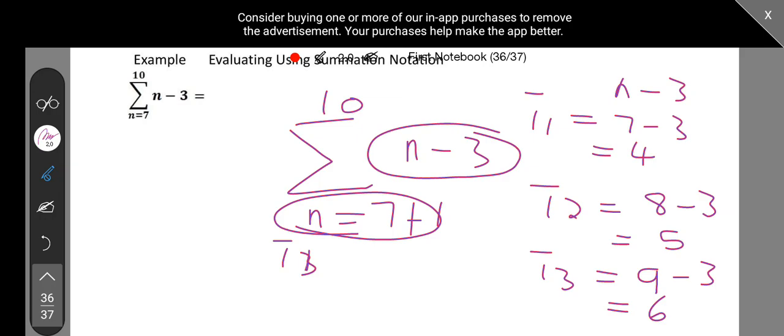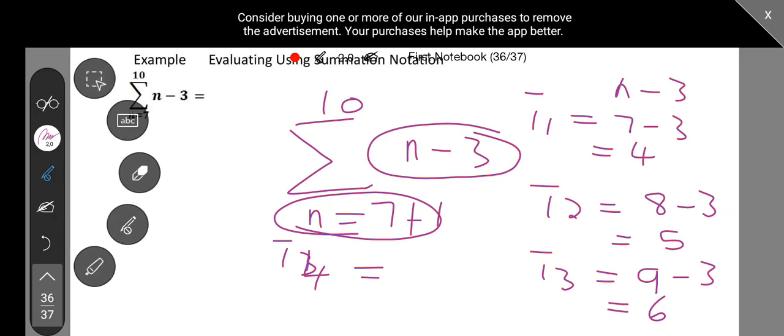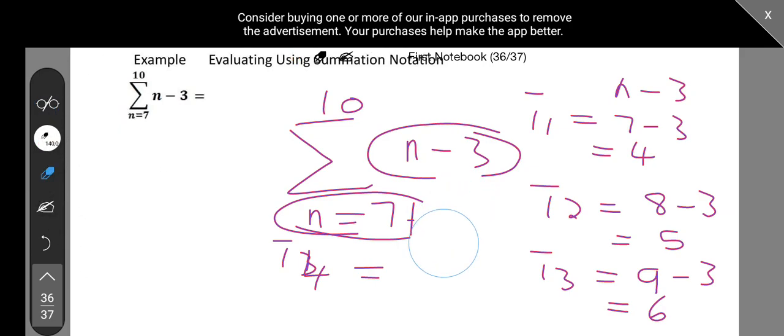And then to get T4, because we started with 7, it increases by 1 as we are calculating the next term. For the first term, you use the number which you see below here, which is 7. I hope that is clear. So don't be confused. To get the first term, always plug in what you see. n is equal to 7. In this expression of n minus 3, you're going to plug in 7.